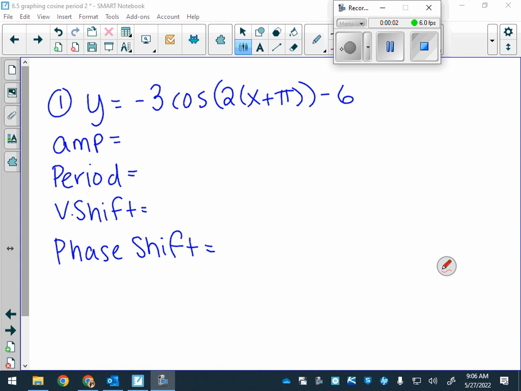What is the amplitude? Yeah, Eleanor. 3. What else is going on with that amplitude or the number in front? Yeah, reflection. Good. Just going to do that here. Okay. What is the period?